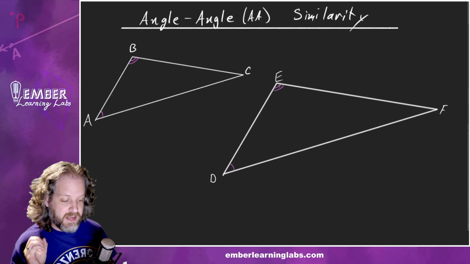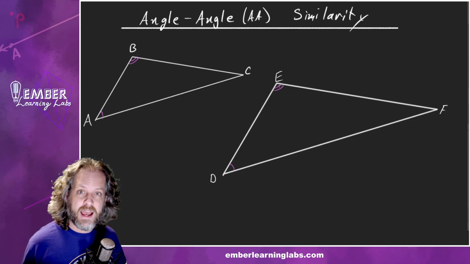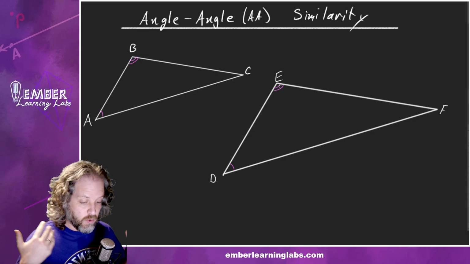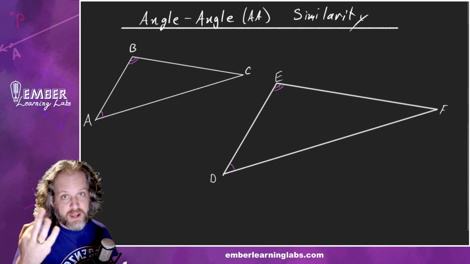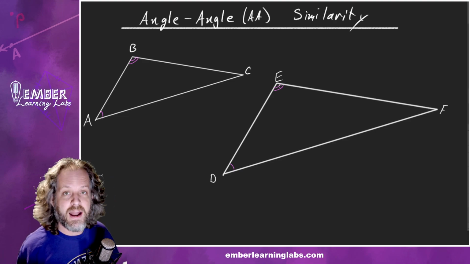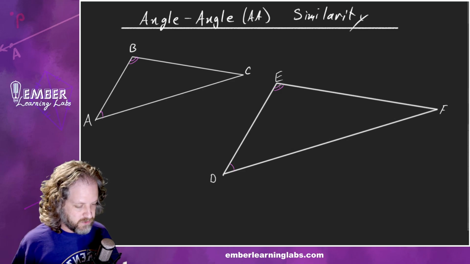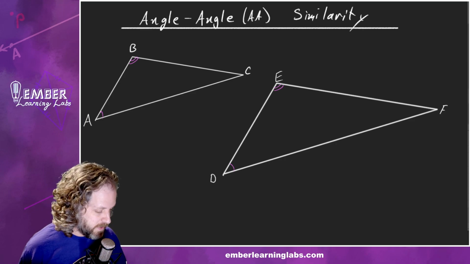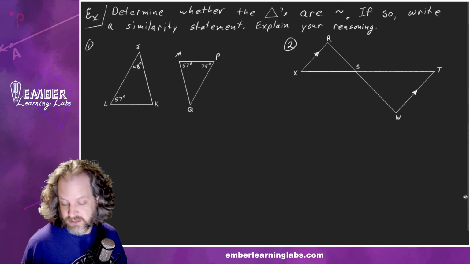So the point here is that for similarity, there are three ways to prove that triangles are similar. If we know two angles are congruent, we know the whole triangle. We don't need all three angles. That's not even a proof of congruence. But for similarity, we don't have to have all three, just two of them, and we can prove that the triangles are similar. So that's nice. Easy peasy. Let's take a look at a couple of examples and go from there.